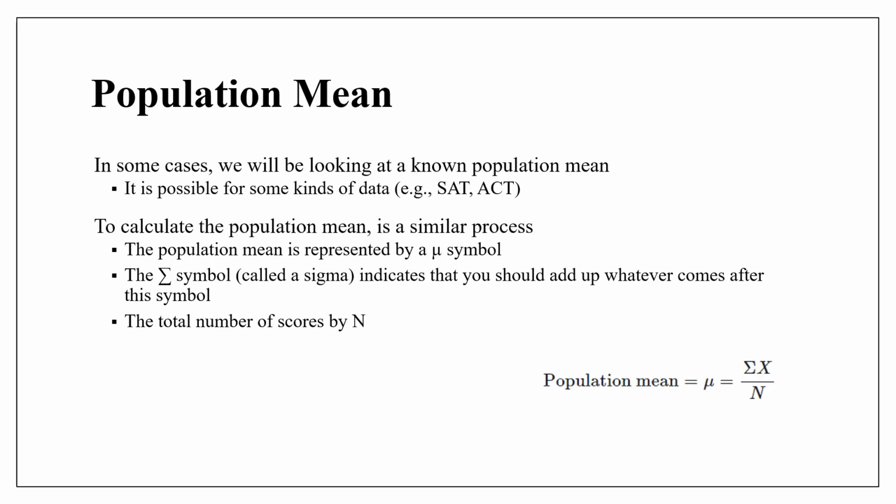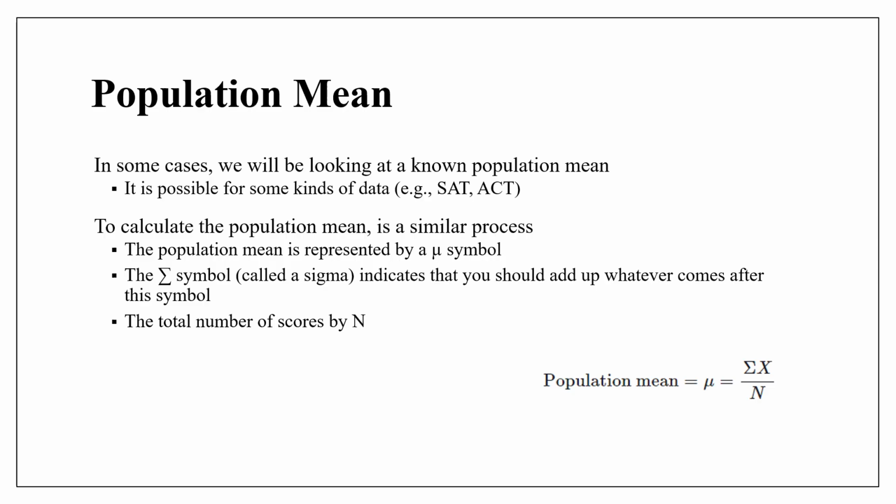Now, in some cases, we're going to be looking at the population mean. This is not super common because, again, it's very rare that we have access to the entire population, which is why we end up recruiting samples to make inferences about a population. But there will be some instances where we will be able to have access to every single individual that meets the criteria of the population of interest, and we can make observations from them.